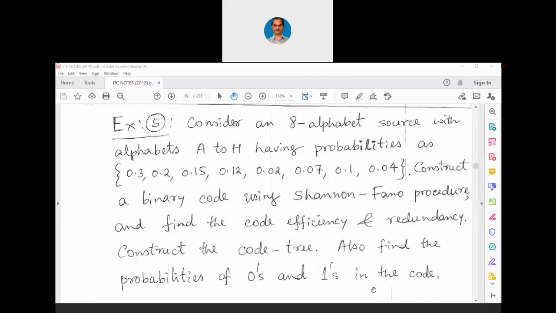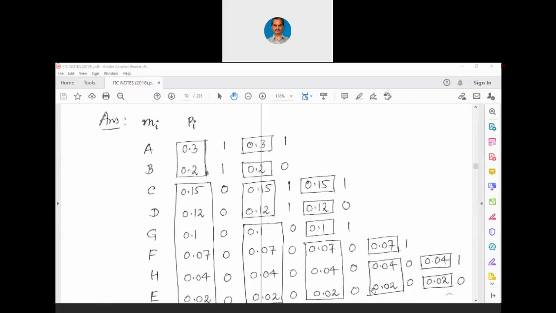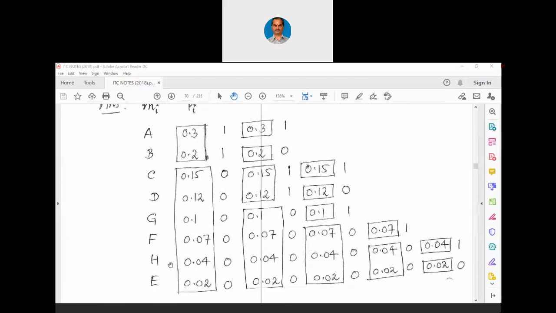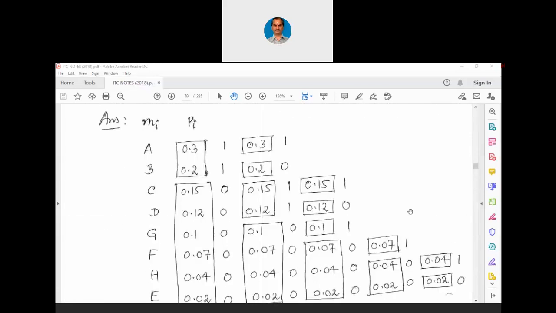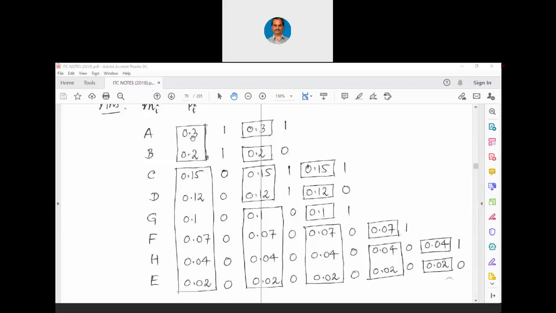So let us try to solve this exercise now. Initially, what we have to do is arrange. There are totally 8 symbols given, A, B, C, D, E, F, G, H. You can see here A to H. Totally 8 symbols or 8 alphabets are there. We have to arrange them in the decreasing order. A is having 0.3, then B is 0.2, C is 0.15, D is 0.12, G is 0.1, F is 0.07, H is 0.04, E is 0.02. So we have arranged the symbols in the decreasing order.